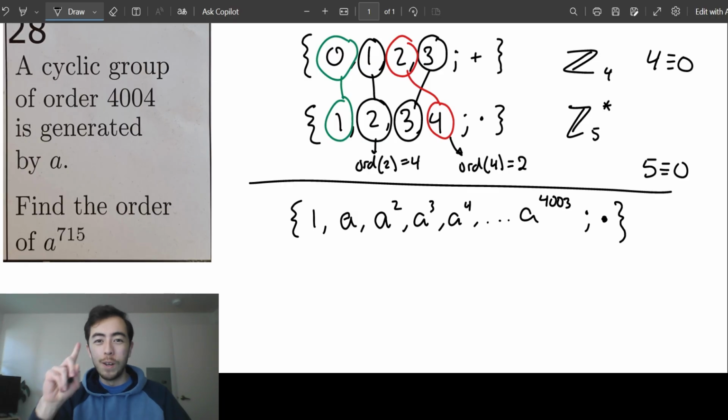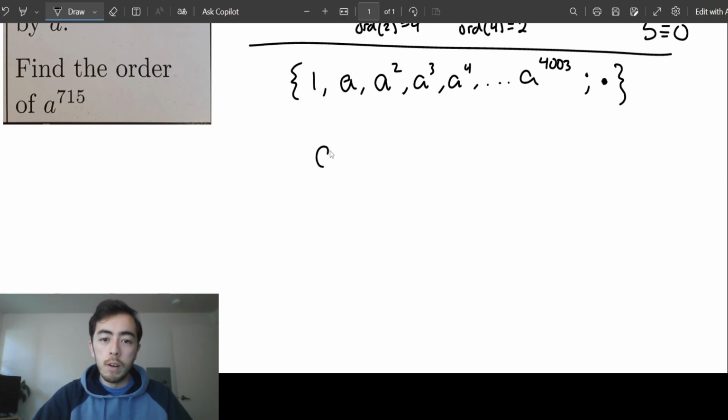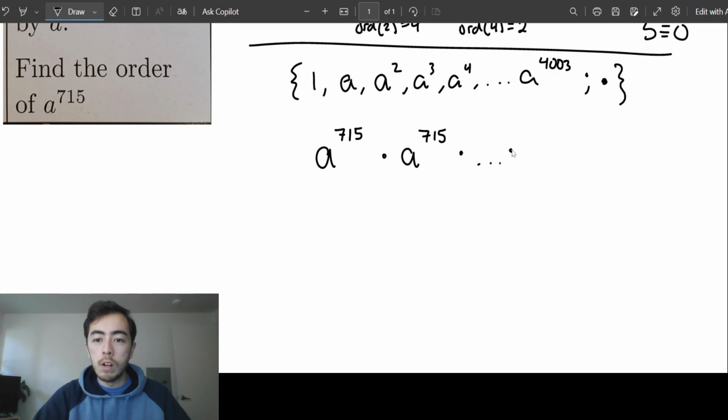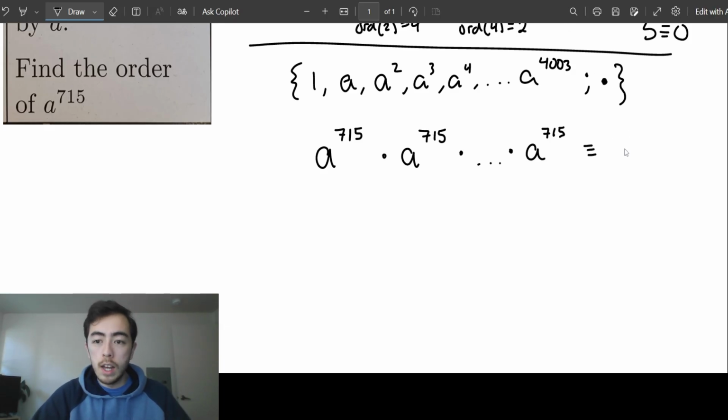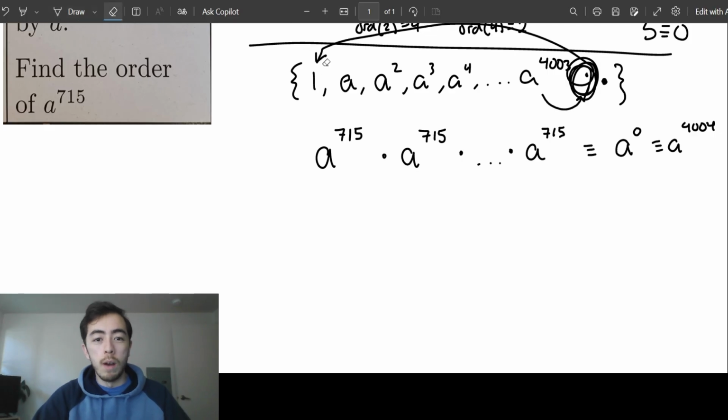And so here we need to figure out, okay, A to the power of 715, we need to compose it with itself over and over again until we get back to our identity. We're not really sure how many times we're going to compose A to the power of 715 with itself, but eventually we are going to get something that's congruent or kind of equal to the identity element. This could be A to the power of 0. This could also be A to the power of 4004 if we want, because again, if we tried applying another A, we didn't have an element here, we would cycle back down to our identity.